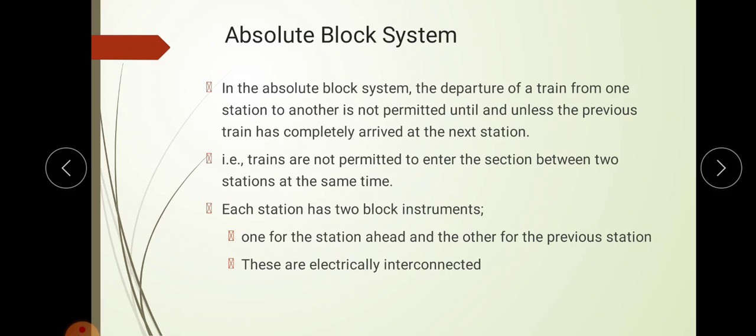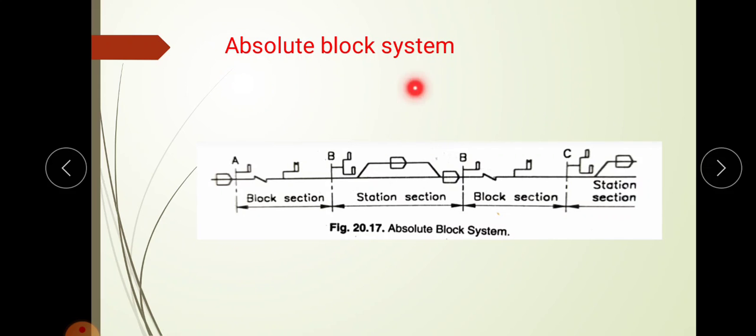That is, if the previous train has arrived at the next station only, the next train is allowed to enter into that block section. That is, trains are not permitted to enter the section between two stations at the same time. There should be sufficient space. At that time only the train is allowed to enter that particular station. Each station has two block instruments, one for the station ahead and the other for the previous station, and these are electrically connected. The block instruments of each station will be electrically connected. So this is the absolute block system.